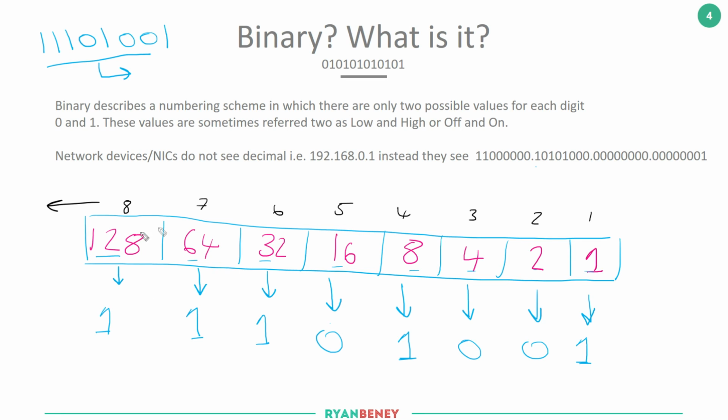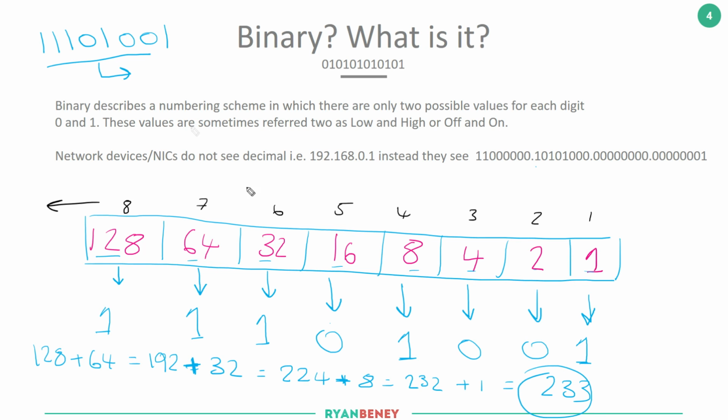So we've got to add 128 to 64, and then we've got to add 32 to that. So that would be 128 plus 64, which is 192, and then we're going to plus 32, which is 224. Then we're going to plus 8, which is 232, and then we're going plus 1, which is 233. So we know that the answer to this is actually 233.